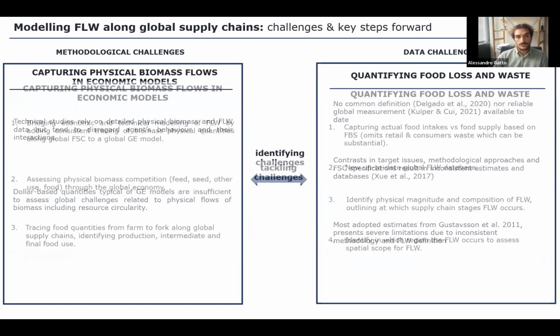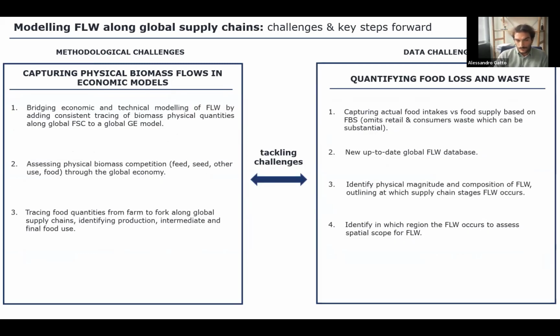So what we focus on here is trying to tackle these challenges on the physical side. We developed a method together with Mareike, who is my supervisor on this, embedding the tracing of physical biomass flows in general equilibrium frameworks to first assess actual biomass competition between the different biomass types, and then obtain an overview of food flows from farm to fork across global supply chains, to have a ground to which we can integrate our food loss and waste data.